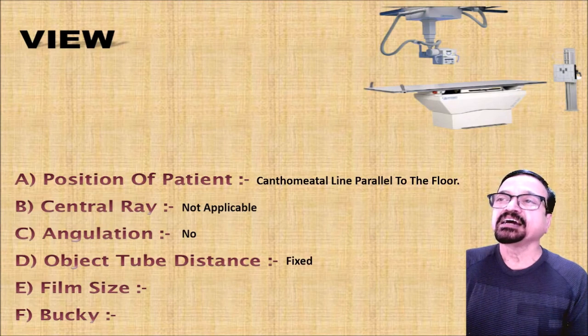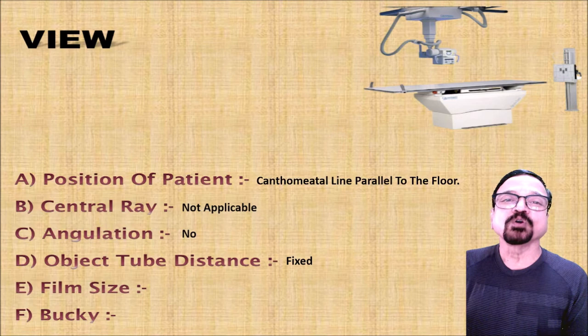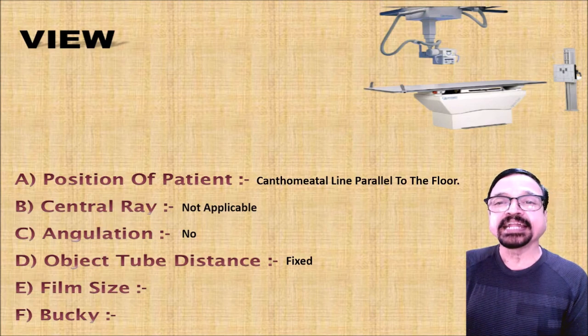Then we are going to see a video of how the OPG machine operates. It has a fixed central ray, so you cannot modify it. It goes from the tube to the slit and then it gives the sections. Then second is the angulation. There is no angulation provided in the machine. Then object to film distance is fixed. It has two drums, one of the tube and second of the film.